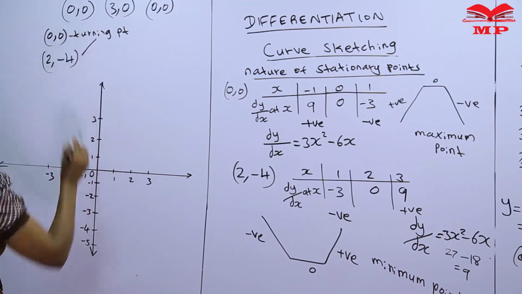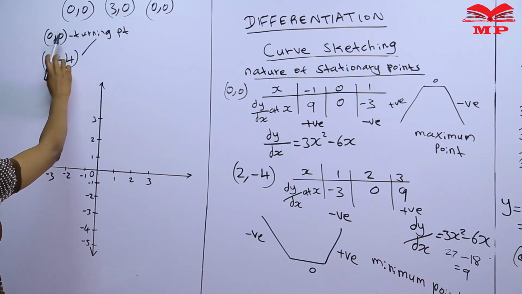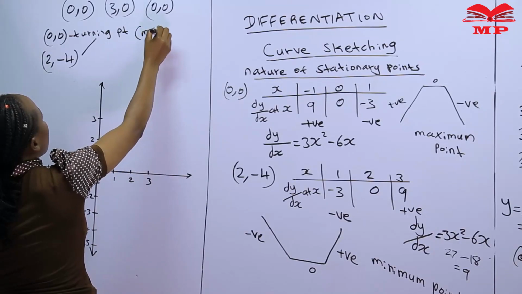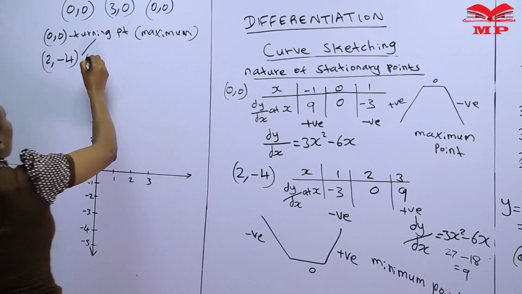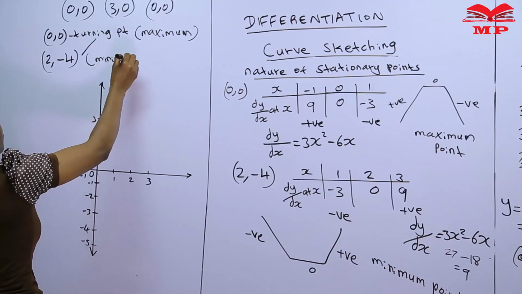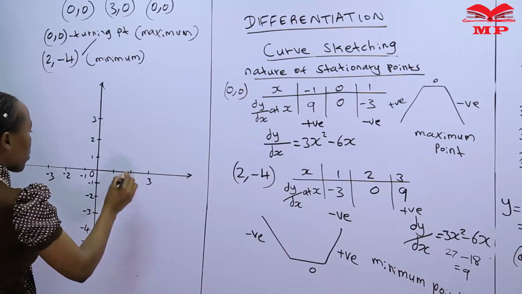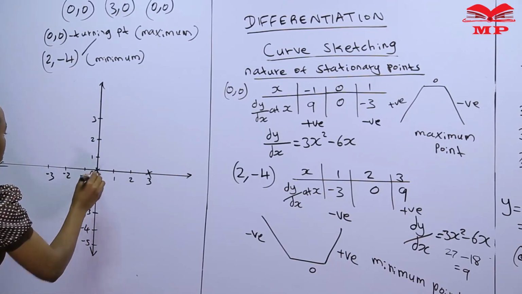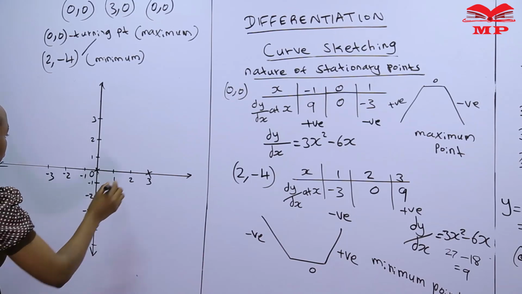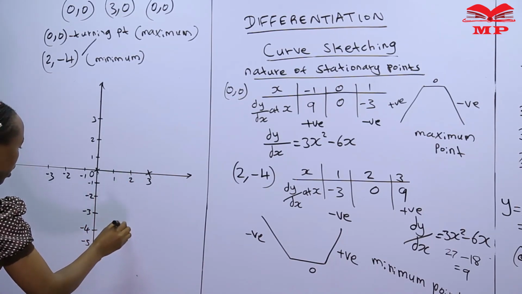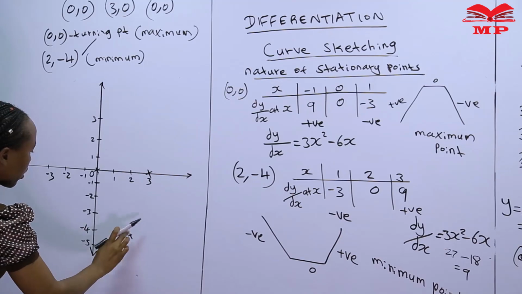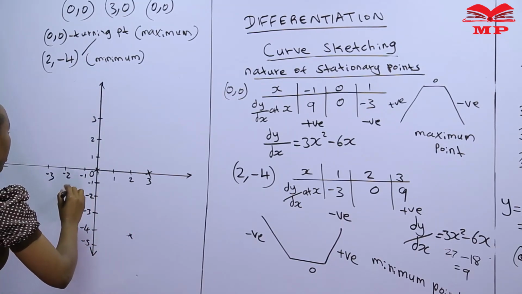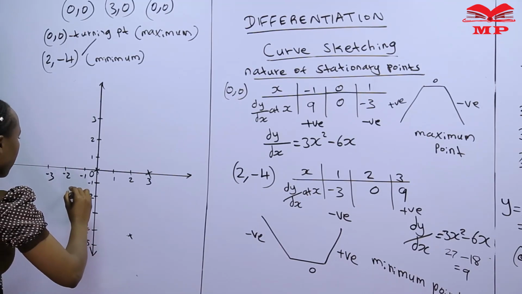So we have point 0, 0, which is this, which is a turning point, and it is a maximum. This one is a maximum. Then the other one is a minimum. And we have point 3, 0. So we know that we have this point 3, 0. So we have the turning point, we have 0, 0, and we have 2, negative 4. So this other point. So our 0, 0 is a maximum, and then our 2, negative 4 is a minimum.